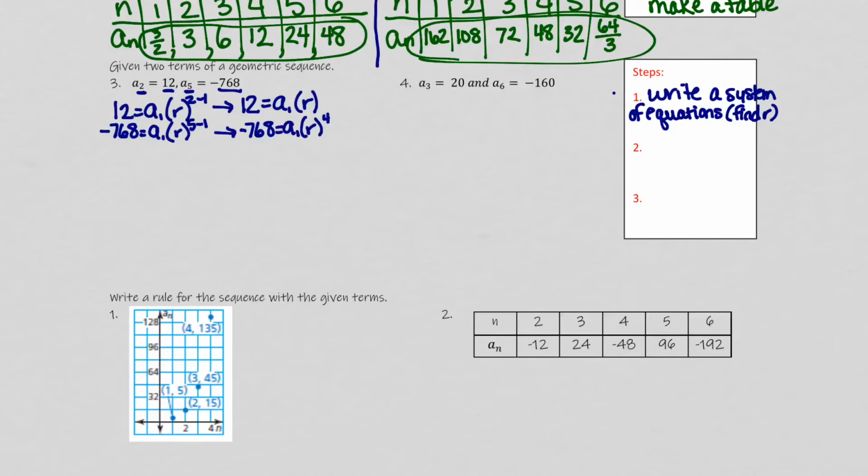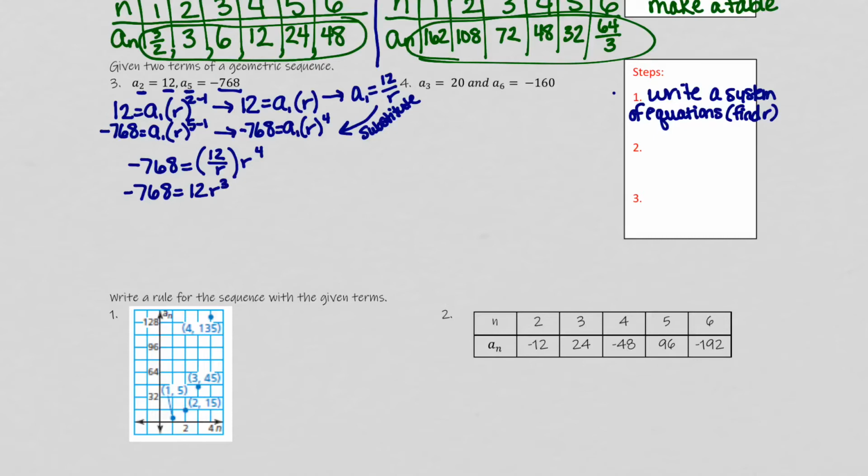All right, and what I'm going to do to find r is take one of these equations and solve for a1. So this equation right here, I can solve for a1 just by dividing by r. So I get a1 equals 12 divided by r. All right, and I'm going to take this and substitute it into that other equation. So negative 768 equals, and a1 we just said is 12 divided by r, so I have 12 divided by r times r to the 4th power. Okay, and that simplifies. I have 4 r's on top and 1 r on the bottom. I can simplify this down to negative 768 equals 12 times r cubed.